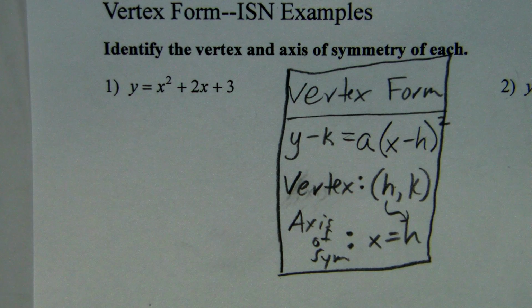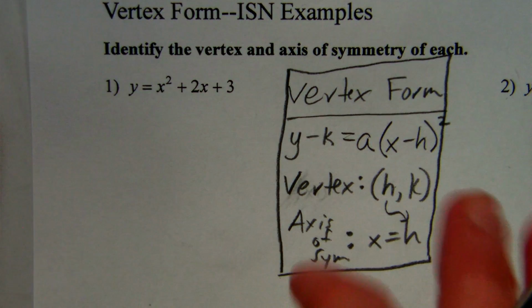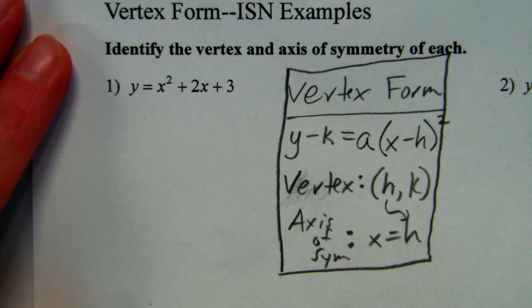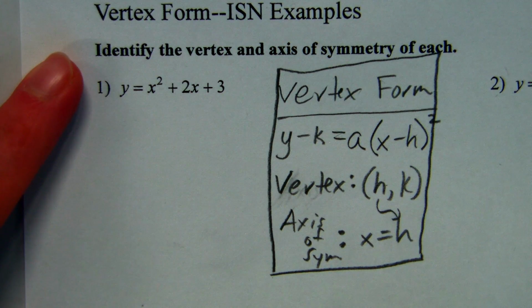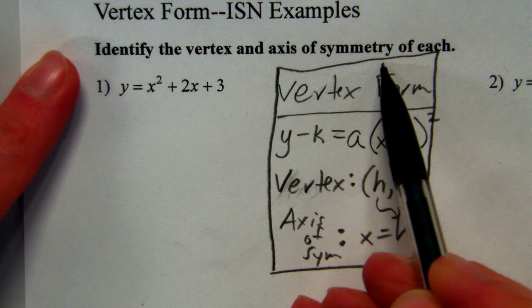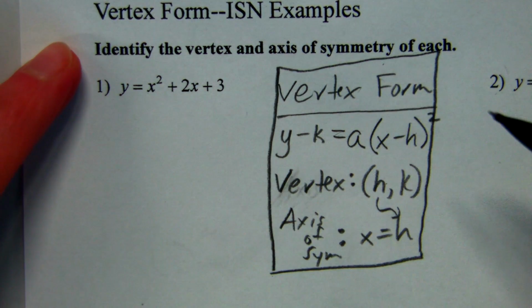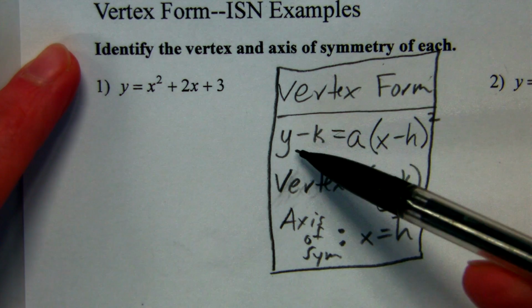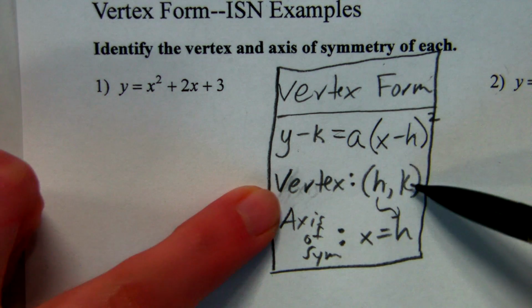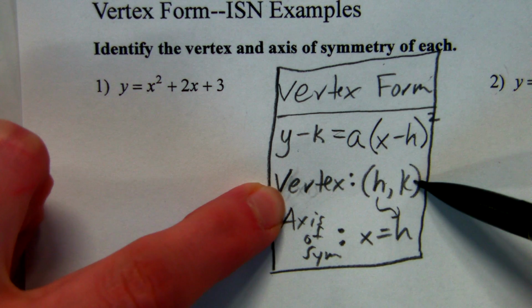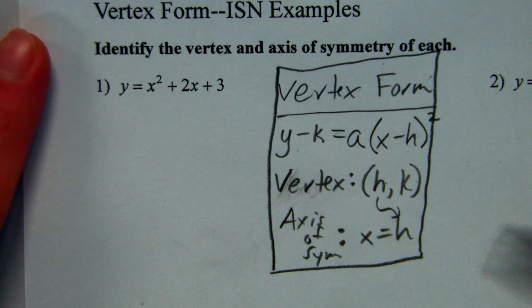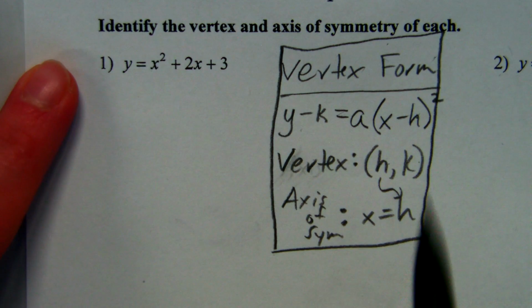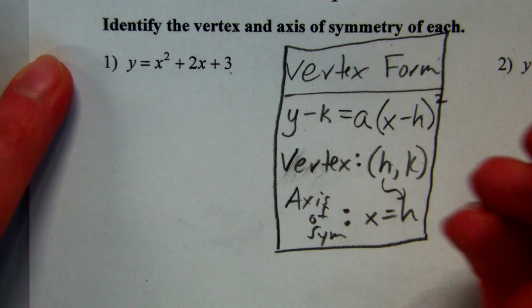Okay, guys, I am recording. We are doing vertex form of a parabola. So we're going to identify the vertex and axis of symmetry for each equation, and we just wrote down what vertex form is. Here's the equation, and then here's how it's related to what we know. Here's how you get the vertex and the axis of symmetry.